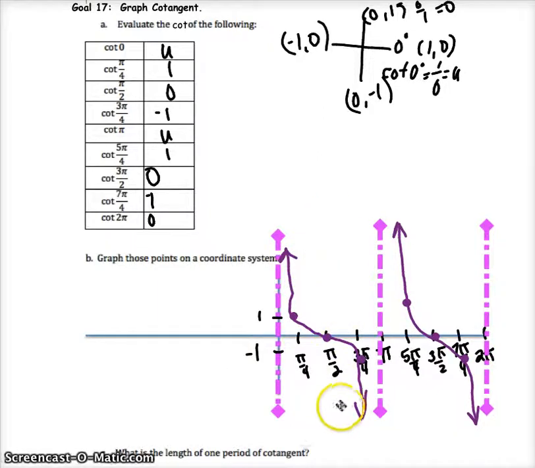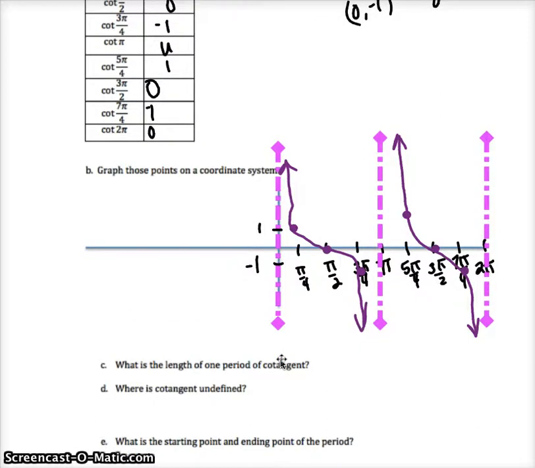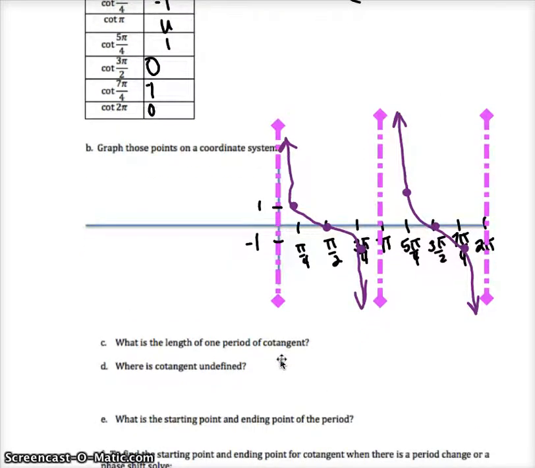Tangent has asymptotes at pi over 2 and 3 pi over 2. Well, think about that. When tangent is undefined, the reciprocal of undefined is 0. Notice where tangent equaled 0, cotangent is undefined. So let's answer a few of these analysis questions.